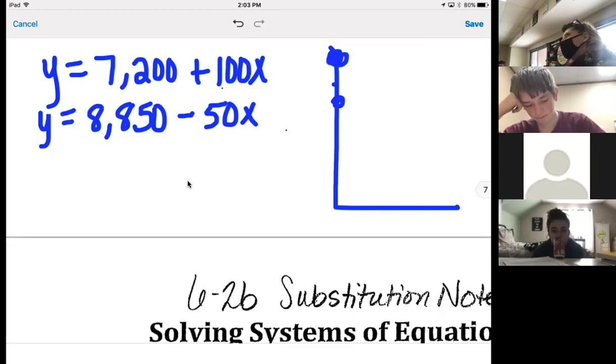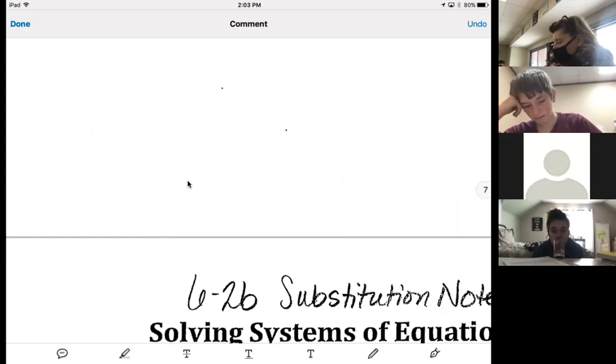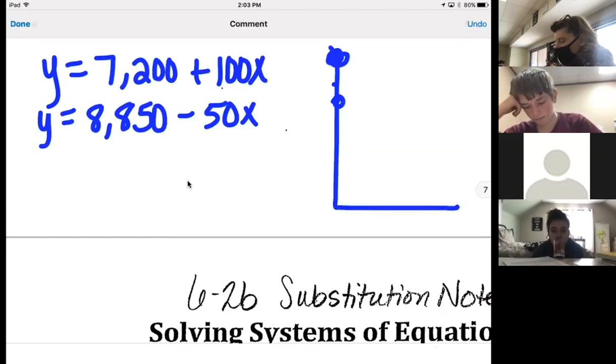So there has to be another method to get the exact answer and not just a guesstimate. And that's what we're doing today. We're using the substitution method to solve this. Let's, I'm going to ignore that's there. We're going to use the substitution method.